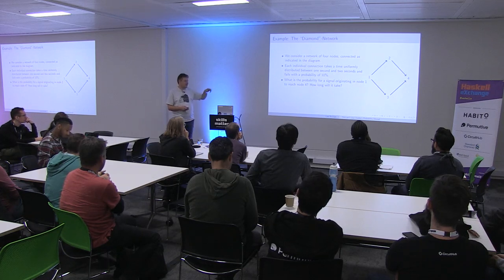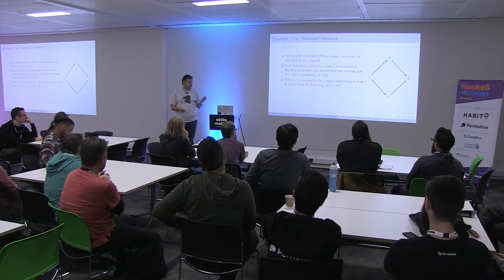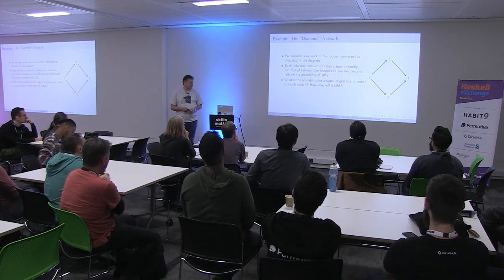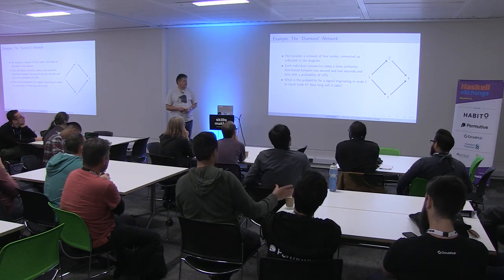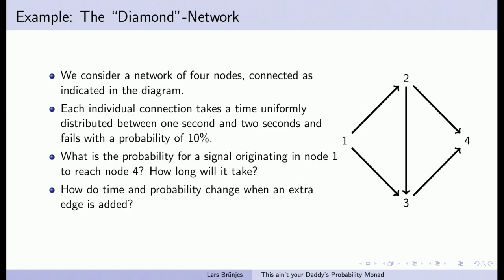And the question is, if you have such a network and the signal starts at 1, will it reach 4? With which probability, and how long will it take? This graph is relatively easy still. It gets much more complicated when we add that additional edge. Same questions for that one. So in this talk, I try to come up with a monad in Haskell that can actually answer that question.